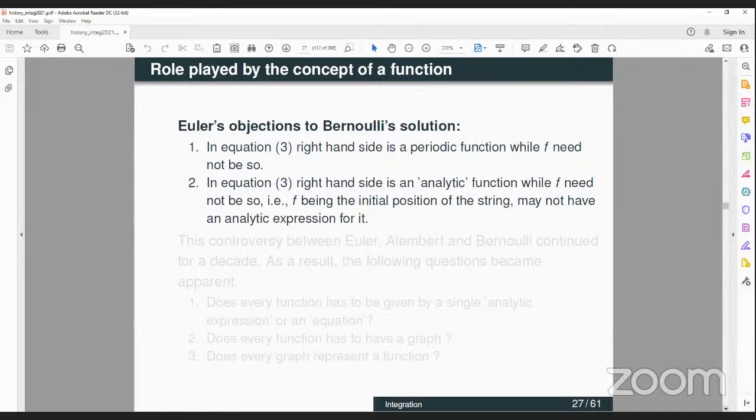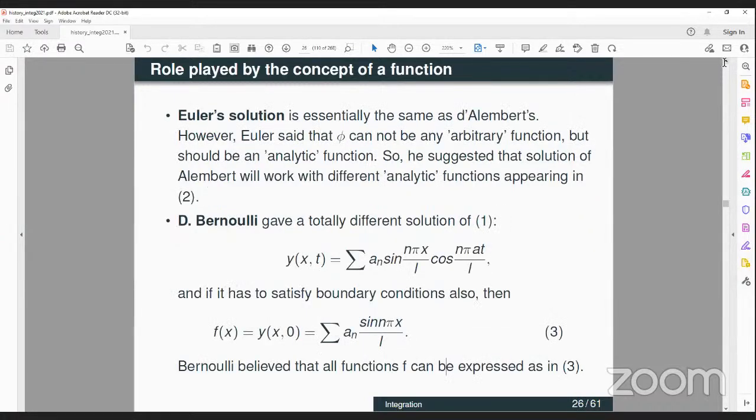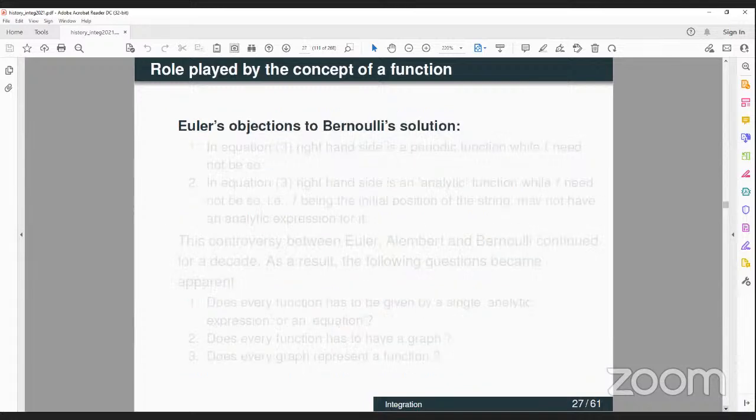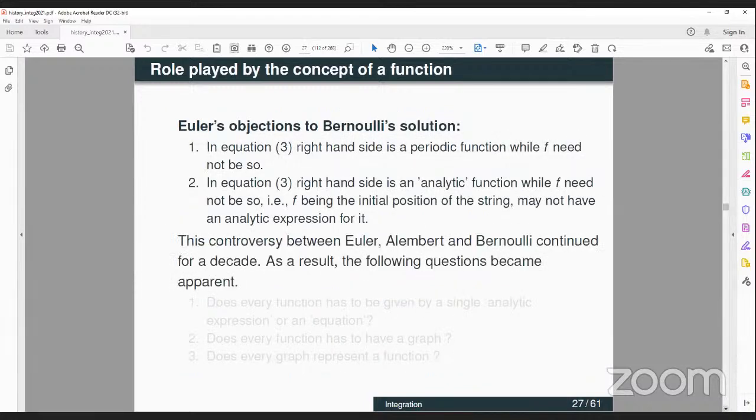In equation 3, again, the right hand side is an analytic function. Sine and cosine are formulas. While on the left hand side, he said these are all single formulas, but f(x) need not be given by a single formula. That is the initial position. So there is a problem with this concept of a function.